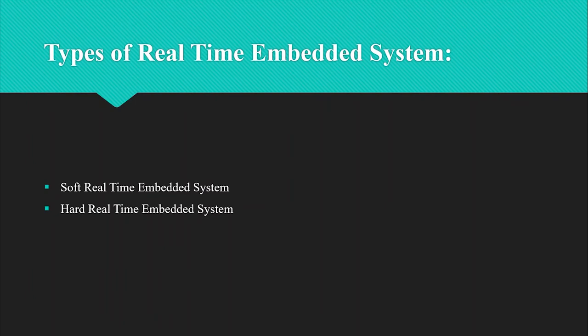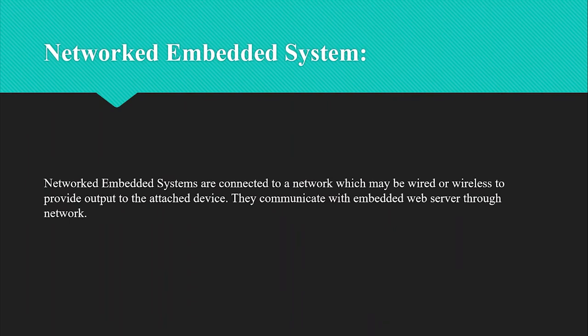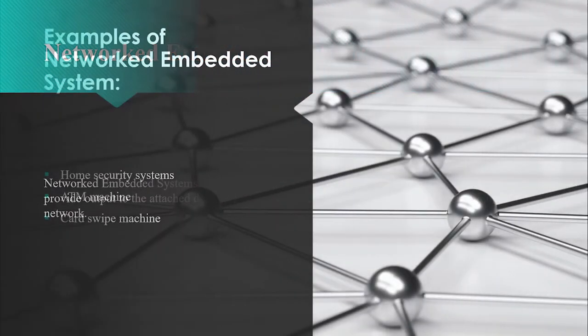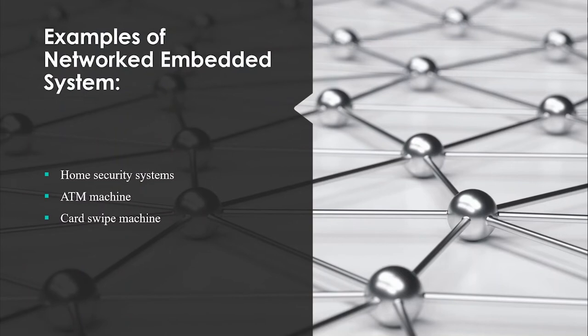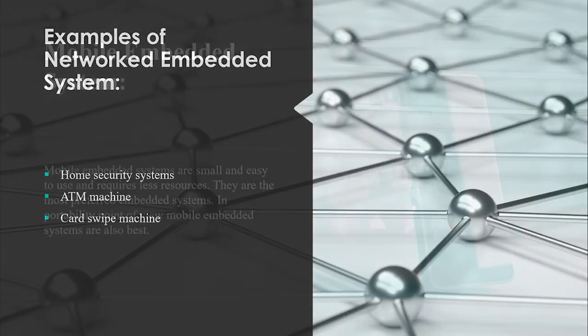Types of real-time embedded system. There are some types of real-time embedded systems: soft real-time embedded systems and hard real-time embedded systems. And another is the network embedded system. Network embedded systems are connected to a network, which may be wired or wireless, to provide output to the attached device. They communicate with an embedded web server through the network. Some examples of network embedded systems: home security systems, ATM machines, and card swipe machines are examples of network embedded systems.